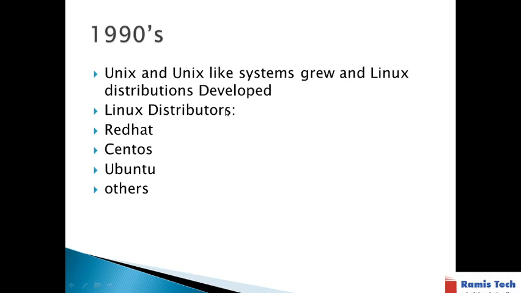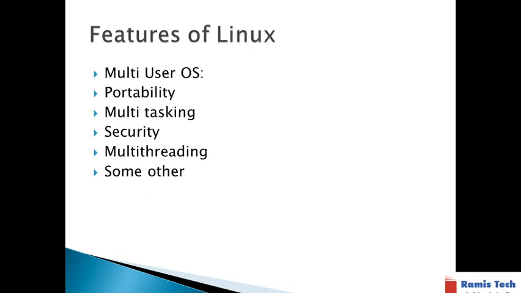Unix and Unix-like systems grew and Linux distributions developed. These are the famous Linux distributors, namely Red Hat, CentOS, and Ubuntu and others. Unix operating systems are widely used in modern servers, workstations, and mobile devices. In this session, we are working with a CentOS machine. Before we execute the various commands used in Linux, we will look into the features of Unix or Linux.